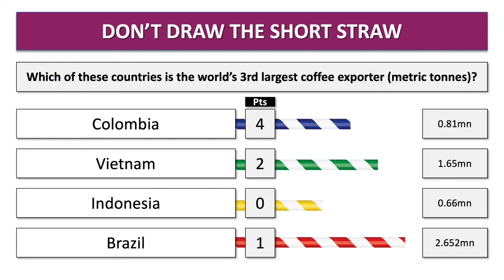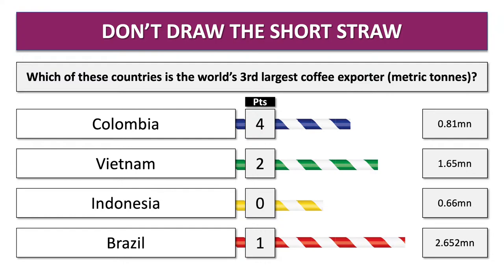Congratulations. A large number of the group are in for the maximum 8 points. Yeah, Colombia is the third biggest. What are we talking about here? Brazil, the biggest, presumably Vietnam. Actually, Vietnam has now become one of the world's biggest coffee exporters. Indonesia was fourth. You avoided that one.